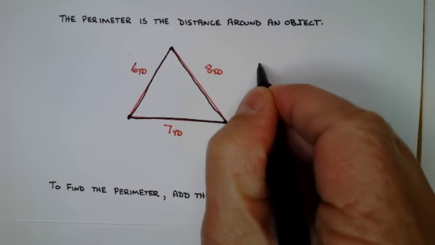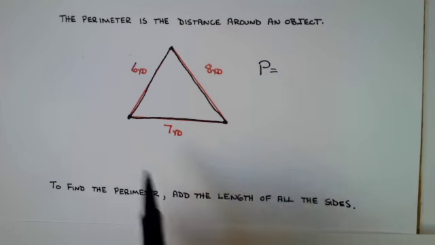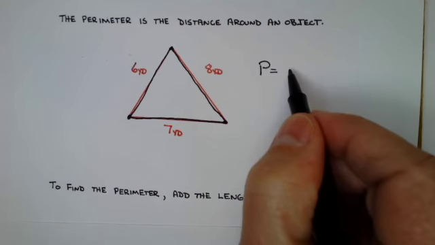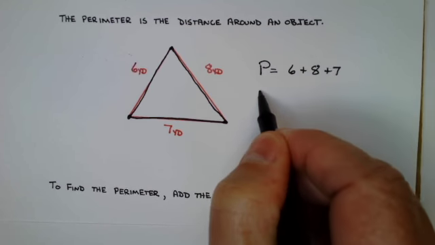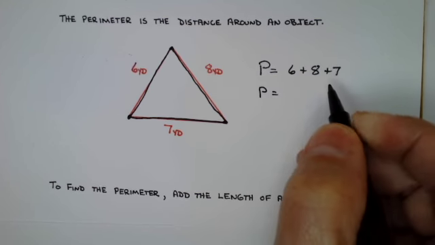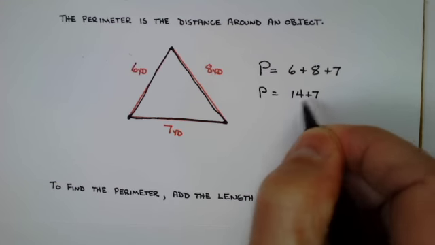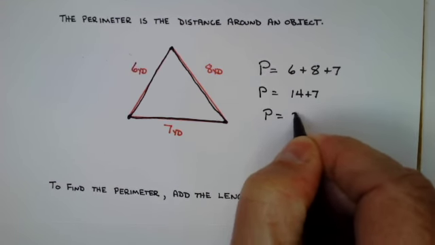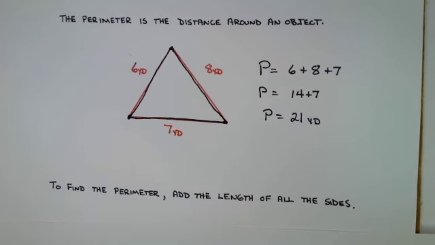So, the perimeter, I'm going to use P to represent the perimeter. I take each one of my sides and I simply add them up. That would be 6 plus 8 plus 7. 6 plus 8 is 14 plus 7 is 21. And make sure you put units. 21 yards. They're going to give you two types of these problems.